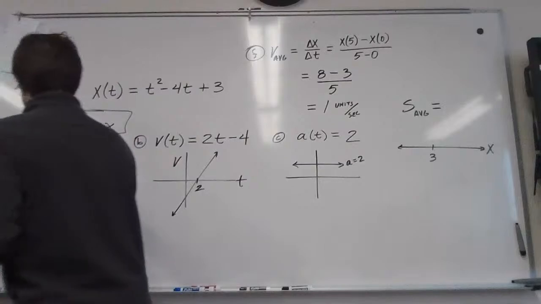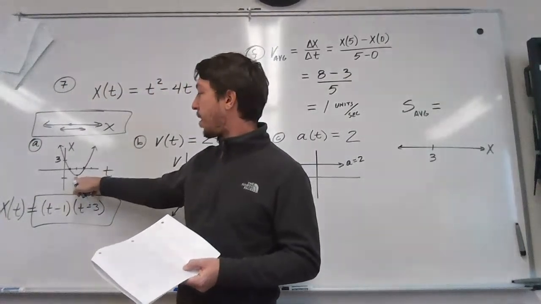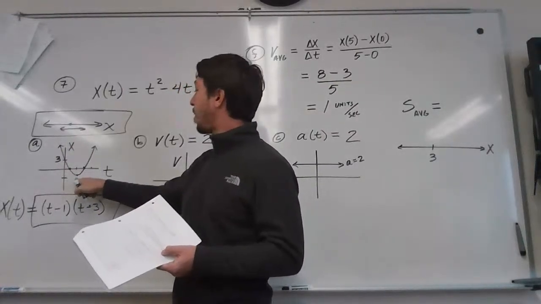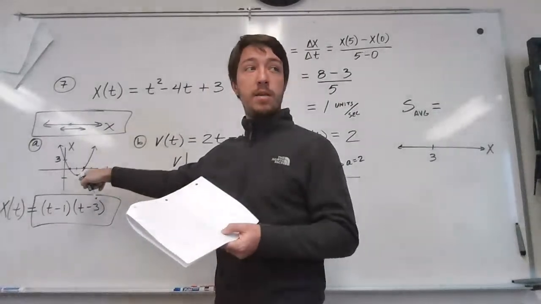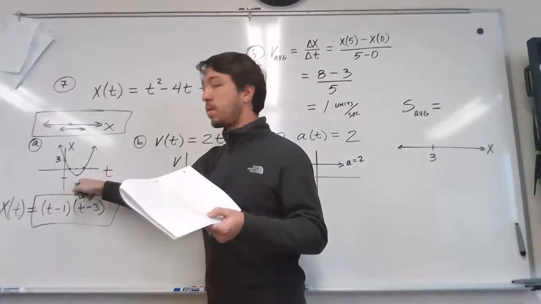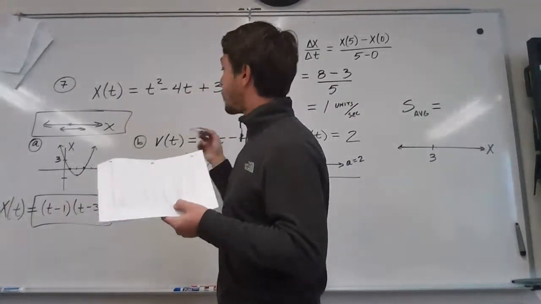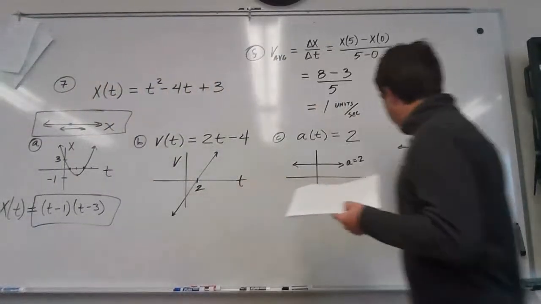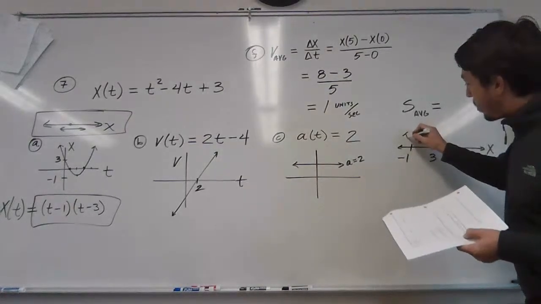How far left did he actually go before he came to rest? How could I figure out that position value? Plug in 2, right? Everyone understand that? Why plugging in 2 would be the thing to do here, or is that confusing? Okay, so plug in 2, you get 4 minus 8 plus 3, which is negative 1. So it turns out that he traveled to the left to a position of negative 1, and this is where he turned around.